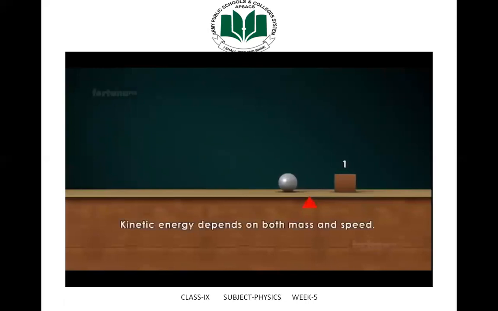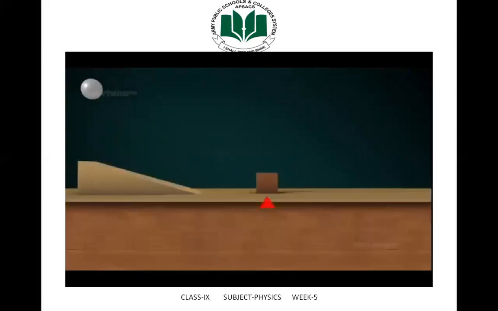An object's kinetic energy depends on both mass and speed. Let's go back to our ball. This time, we'll place the ball on an inclined plane. If we place the ball at the top of the incline and let it go, it will quickly roll down, hitting the wooden block with greater energy than before and still pushing it forward. But note the new position of the object. This time, it has been moved farther than before.